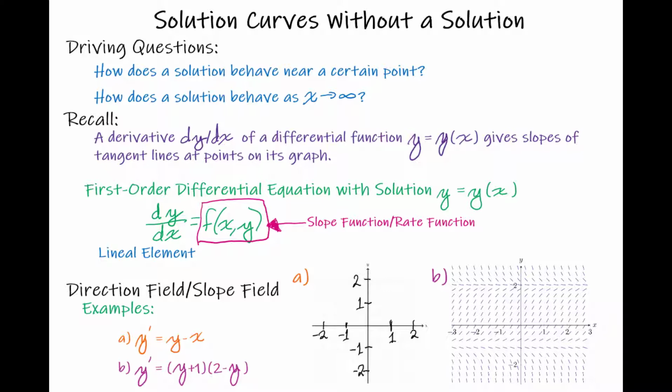And in fact, if I plug in values for x and y, I can come up with a whole bunch of little line segments that would be tangent lines to my solution function at each of the x, y values that I plug in. Each one of those little tangent line segments that I create is called a lineal element. If we take a whole bunch of different values for x and y over some rectangular region, and we find all of the lineal elements, and we put them together on a graph, what we've done is created something called a direction field or a slope field.